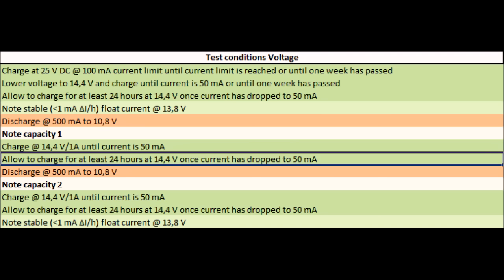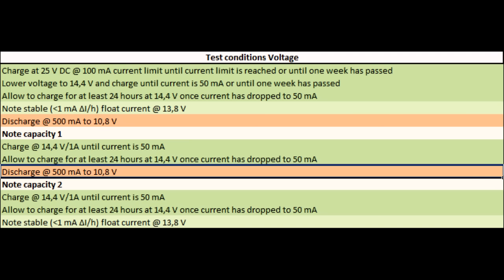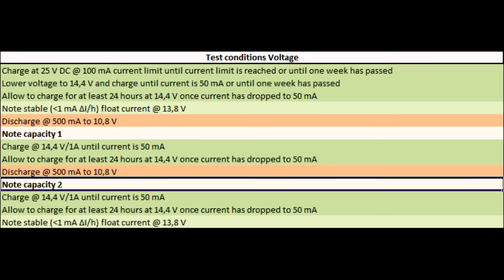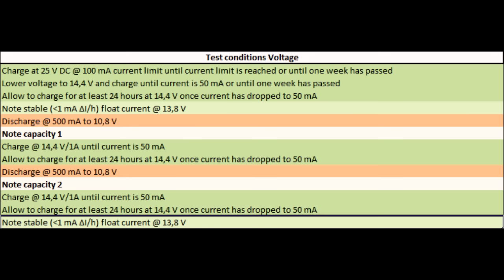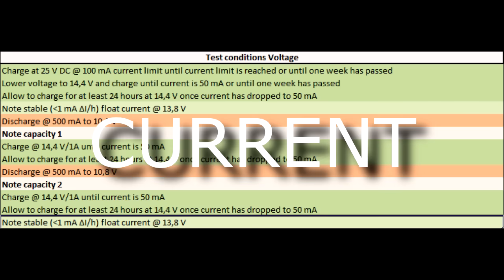It will then again be allowed to charge for 24 hours before being subjected to the next 500 milliamp discharge cycle. The capacity and discharge curves are to be noted. The battery is going to be recharged using the same criteria, and then I will make a final note of the stable float charge voltage.